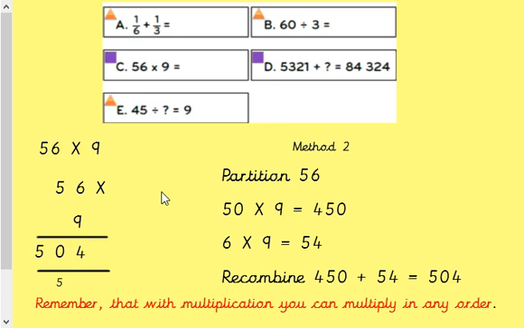That means that I have an answer of 504. If I wanted to partition it, I would partition the 56 into 50 and 6, and I would multiply both sides by 9. 50 times 9 would be 450, and 6 times 9 would be 54. And then if I recombine those two, 450 plus 54, that will give me 504.